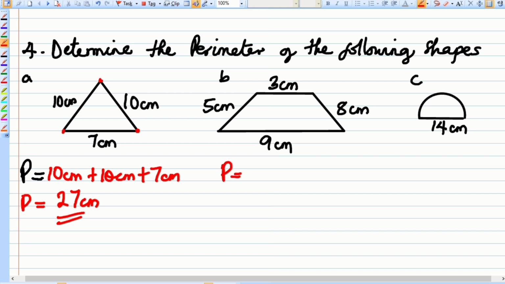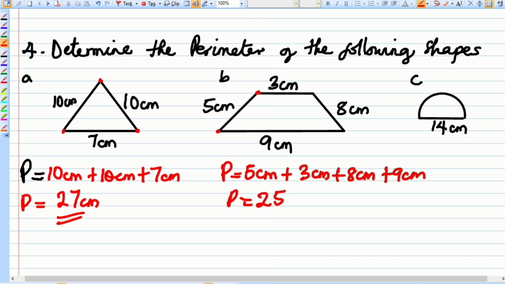Alright, for the B part, we're just going to do the same thing. The distance from this point to this point is what? 5 cm plus 3 cm. We just go around the shape, plus 8 cm plus 9 cm. So whatever we get is our answer. So 5 plus 3 is 8. 8 plus 8 is 16. 16 plus 9 is 25. So our answer is 25 cm. And that's our answer.